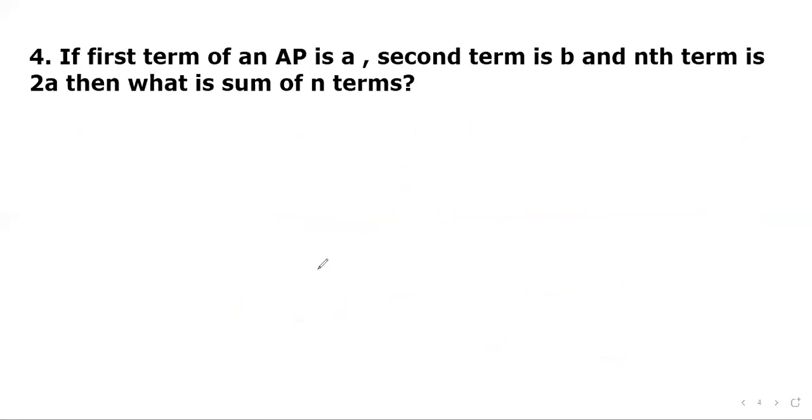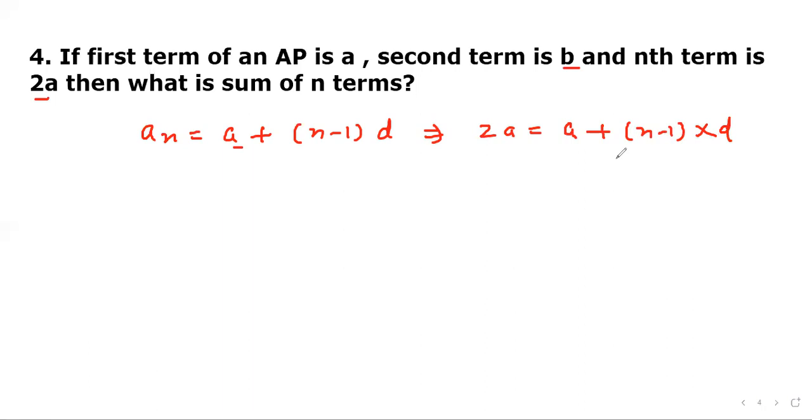Now, next question. If the first term of an AP is a, the second term is b, and the nth term is 2a, then what is the sum of n terms? So an equals a plus (n minus 1) into d. And an is given as 2a. So 2a equals, the first term is a, so a plus (n minus 1) into d. So from here, we can get d equals a upon n minus 1.